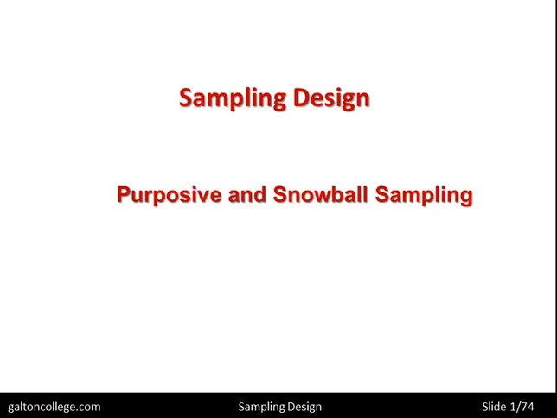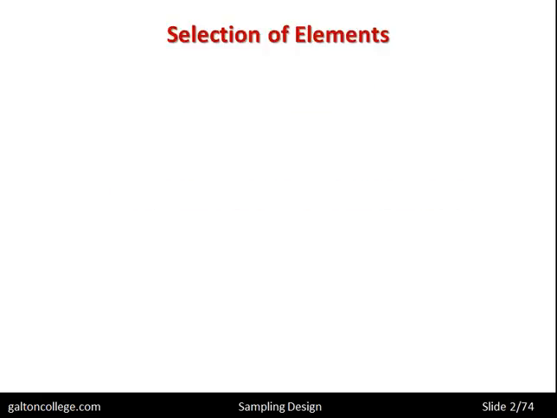In this class we're going to look at purposive and snowball sampling and have some wider comments on sampling in general. So to start, we'll look at the elements of selection. First of all, we're talking about sampling, and we're trying to derive a sample from the population. And the idea of sampling is to save on costs.